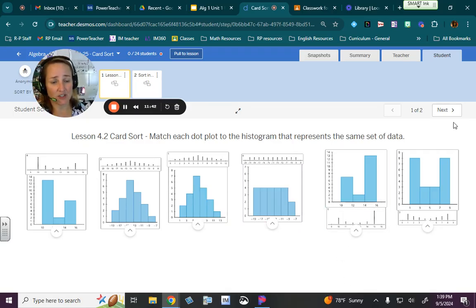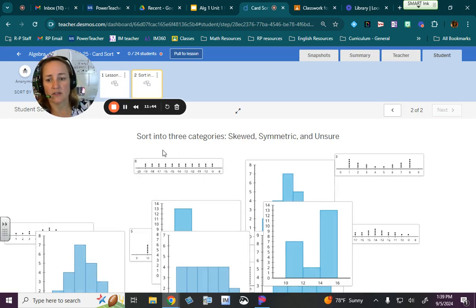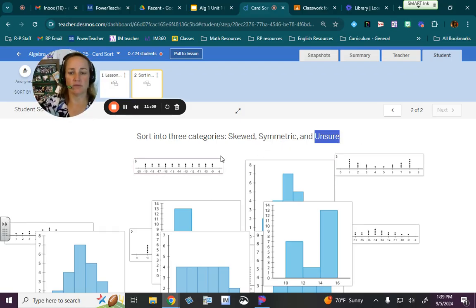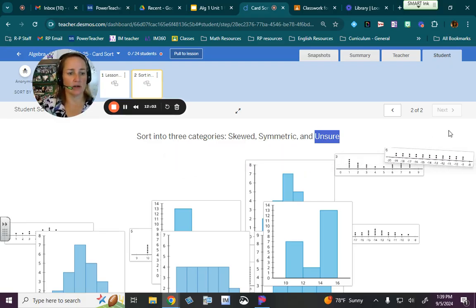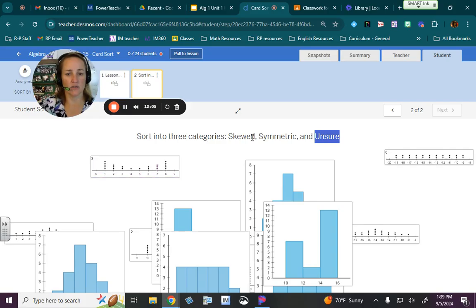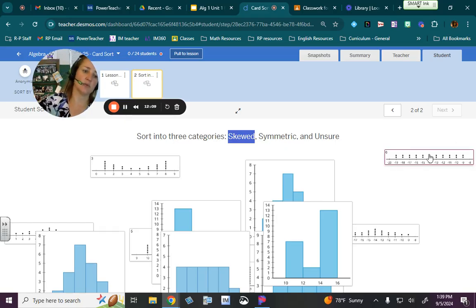Now the next section is going to ask me to sort them into 3 categories: which ones are skewed, which ones are symmetric, and which ones are kind of in the middle, right? Because there's no hard and fast rule that's going to help us know skewed from symmetric. So I'm going to have my skewed over here on the left-hand side, my symmetrical ones on the right, and I'll put my unsure in the middle.